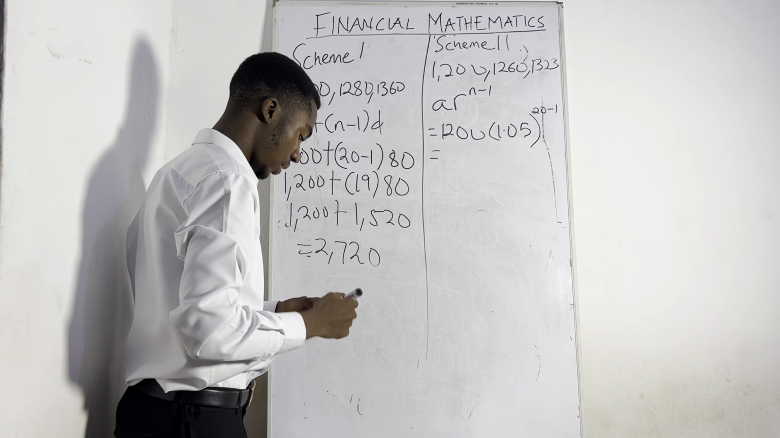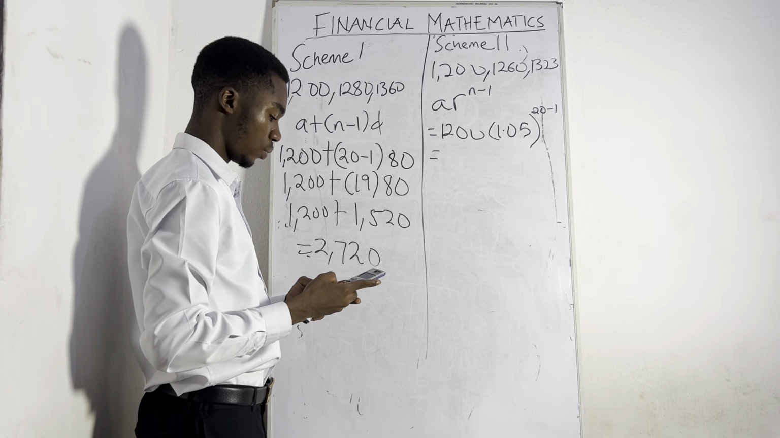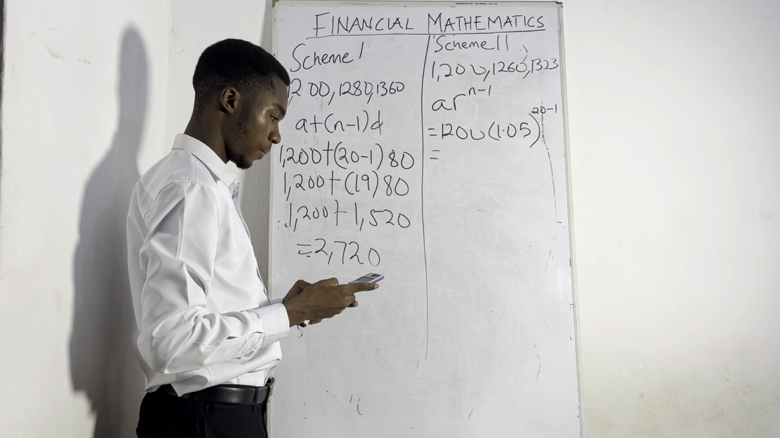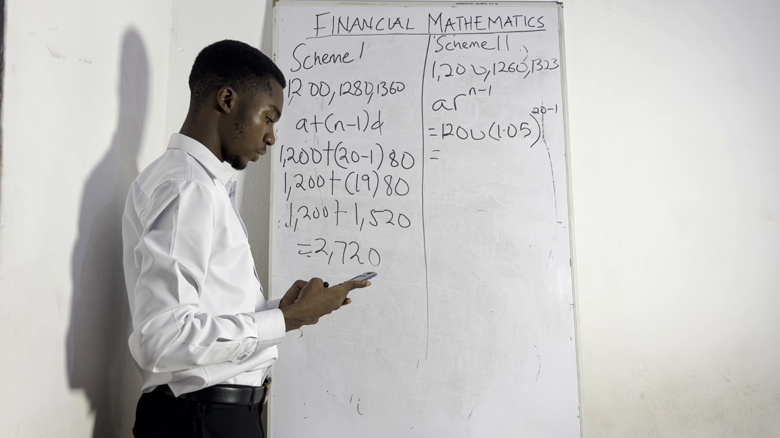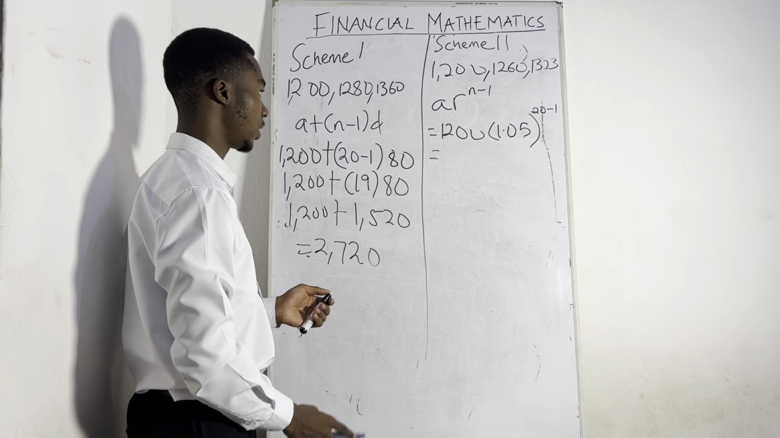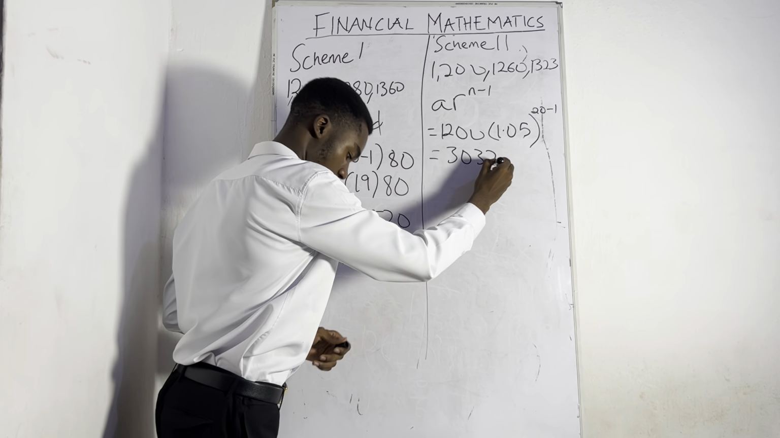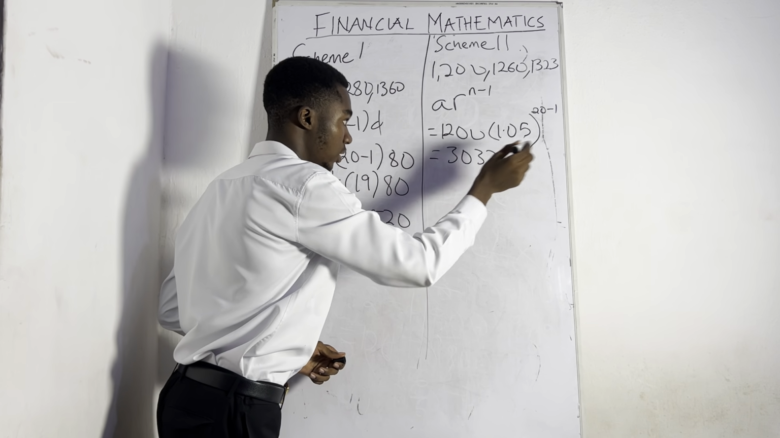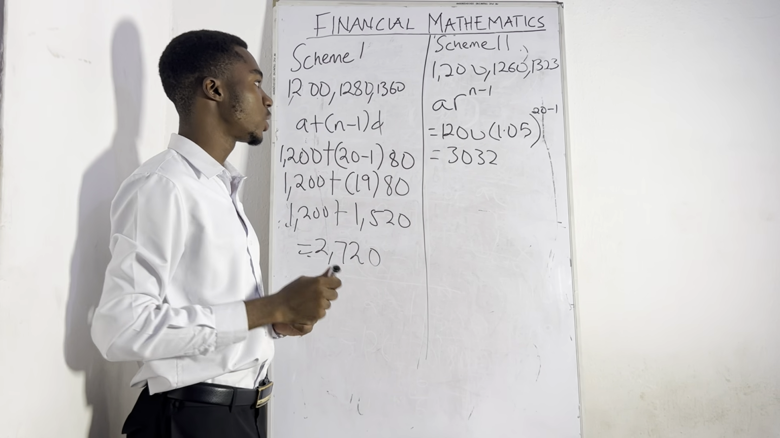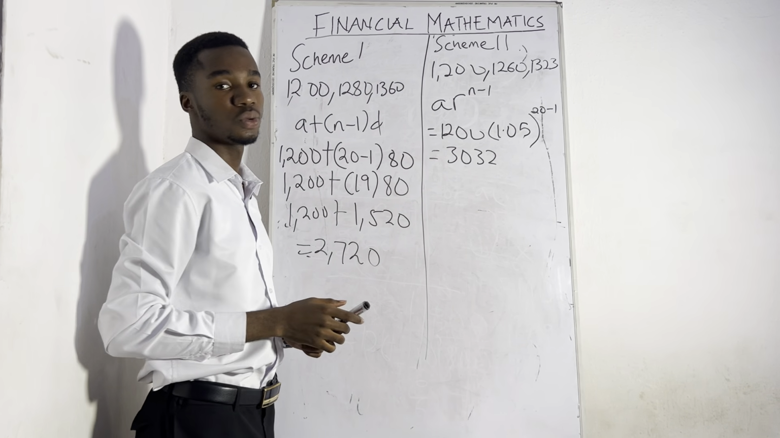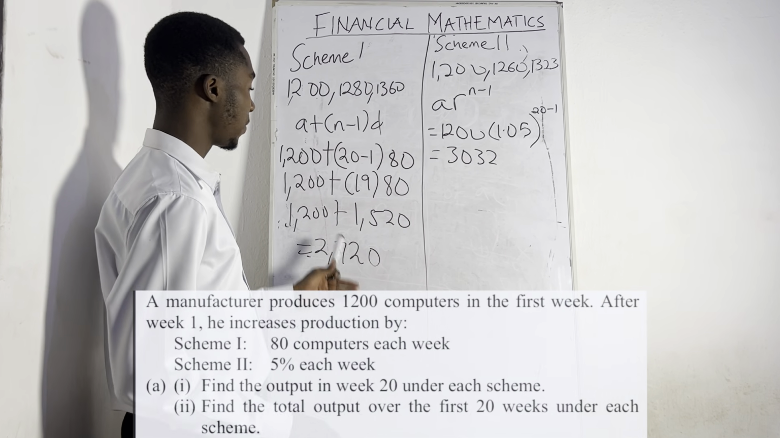So when we punch it, we have 1200 into bracket 1.05 exponent 20 minus 1. So you are getting 3032.34 something. So we can just leave it as 3032. So our output in week 20 under scheme 2 is 3032. I hope you get it. So that's for the I part of the question.